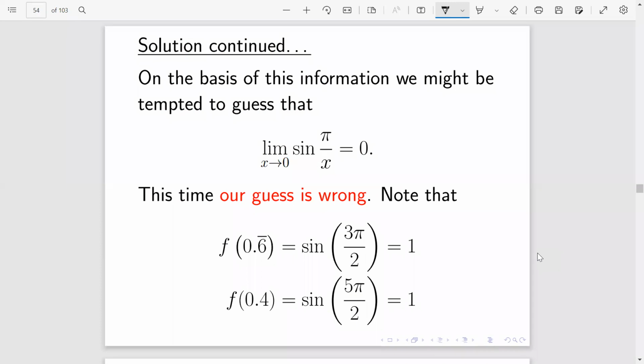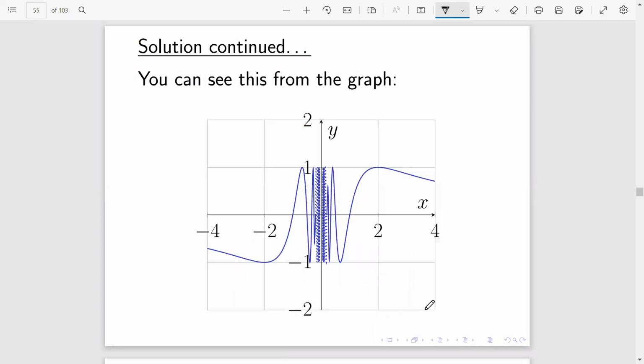So it doesn't mean that all the x values that you substitute will give you 0. As you can see, if you take x to be 0.4 or 2 over 5, you get 1 as well. So this is how the function looks. But now remember that here we are investigating what happens when x is approaching 0.